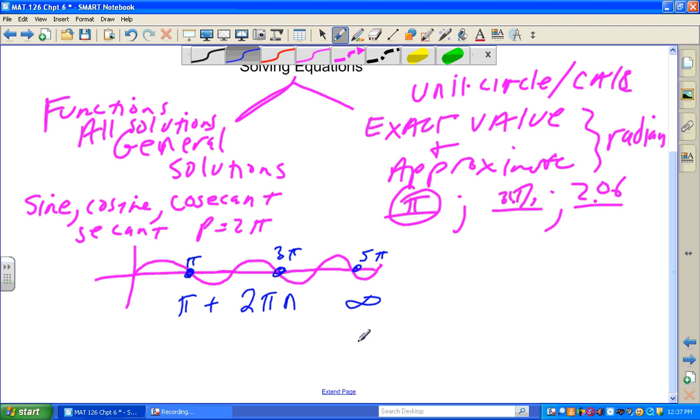No, I don't want to go to infinity though. That's how you write it. Pi plus 2 pi n. See, when n is 0, you get pi. When n is 1, you get 3 pi. When n is 2, you get 5 pi. So n is any integer.